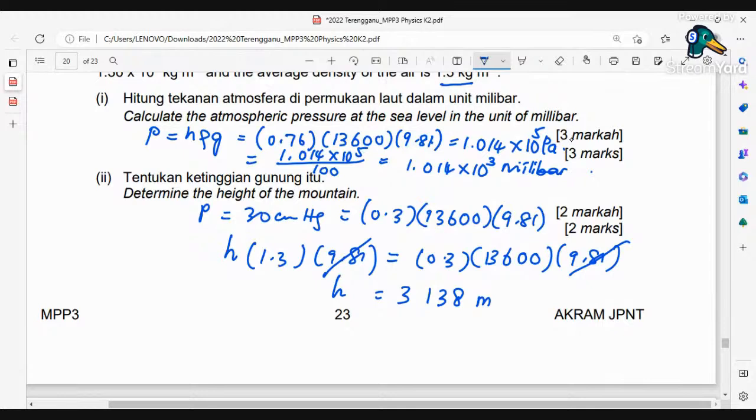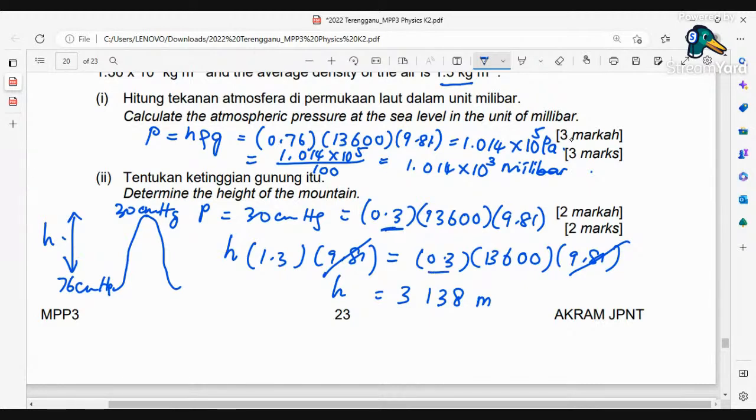So this one is for the top of the mountain. At sea level it is 76 cm mercury. Okay, means something like this. Here is 30 cm mercury. Here is 76 cm mercury. So the height is from here to here.